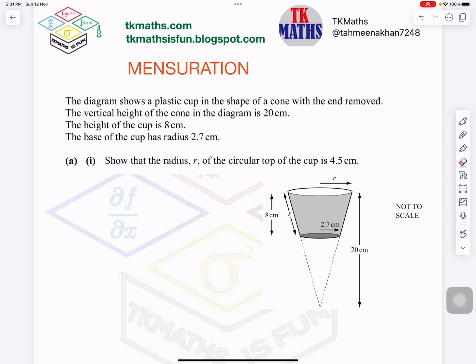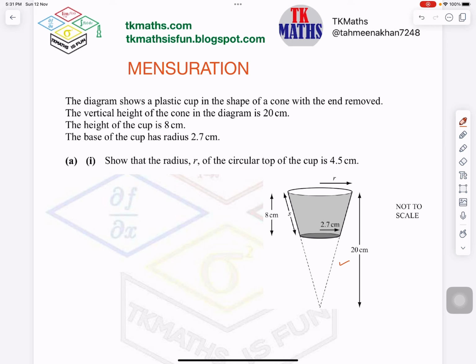The diagram shows a plastic cup in the shape of a cone. The picture is here in front of you, with the end removed. So this dotted part at the bottom has been removed, so the solid cup is only on the top. The vertical height of the cone is 20 centimeter. The height of the cup is 8 centimeter. This is all shown in the diagram.